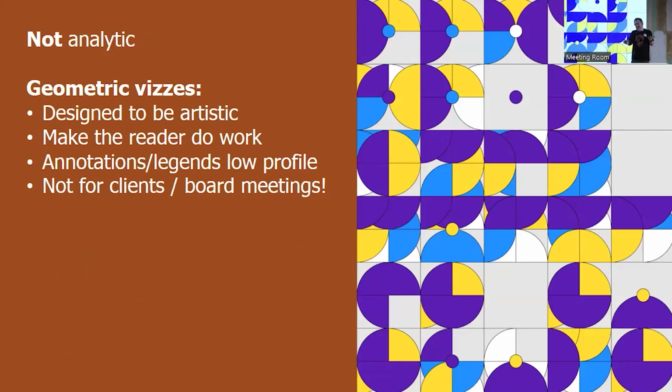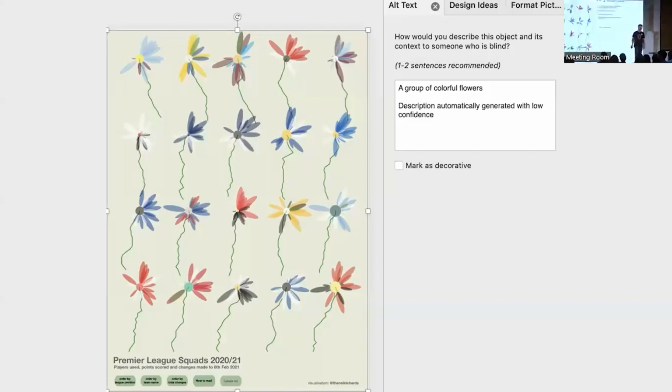Now, these are not analytic, they're geometrical visualizations. This is another example where I want the shapes to be appreciated aesthetically, to look striking, to know that there's data behind them. And if you're interested, the reader can do the work and find out what each of them means. And like I say, they're not for clients or board meetings, that kind of thing.